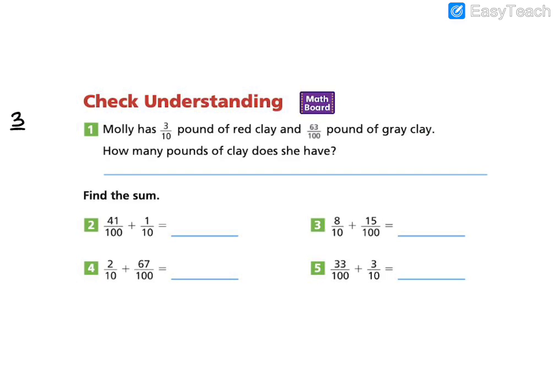So first I need to find 3/10 with a denominator of 100. If I'm multiplying my denominator by 10, I also must multiply my numerator. So I know that 3/10 is equal to 30/100. So I'll add my 30/100 plus my 63/100 to find how many pounds of clay she has. And I find that she has 93/100 of a pound.